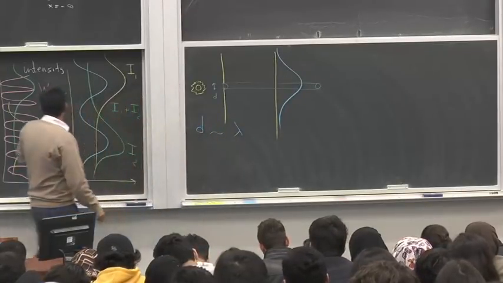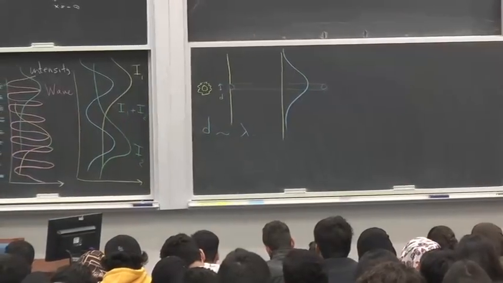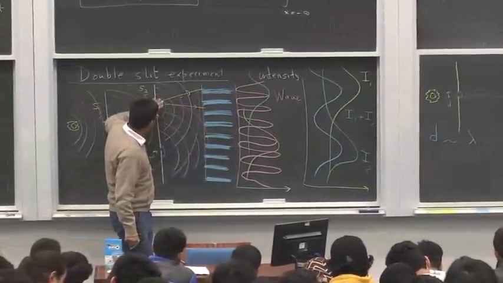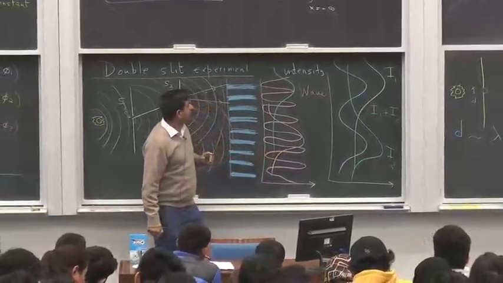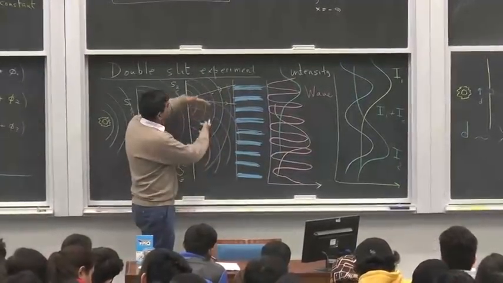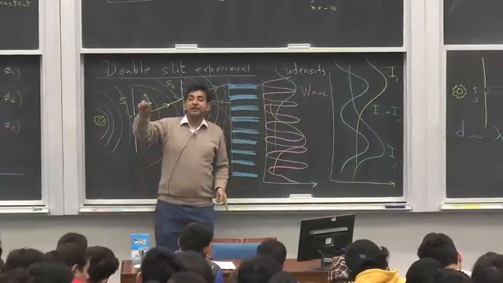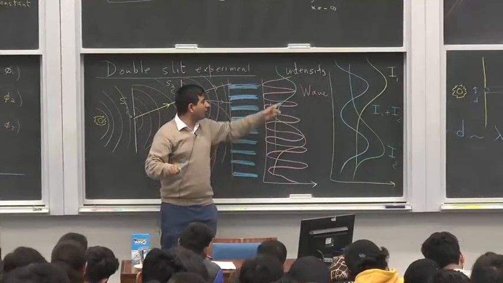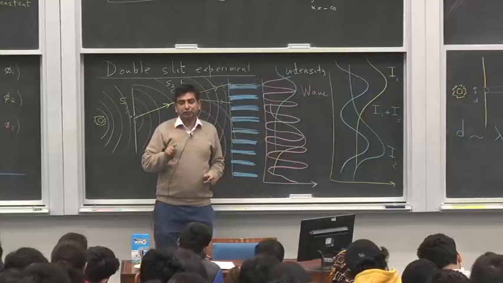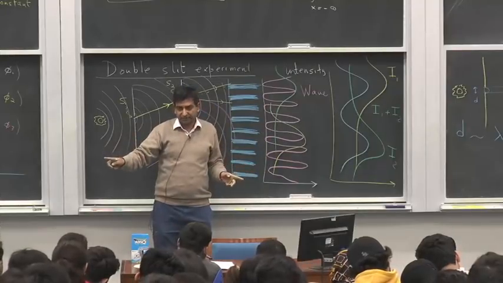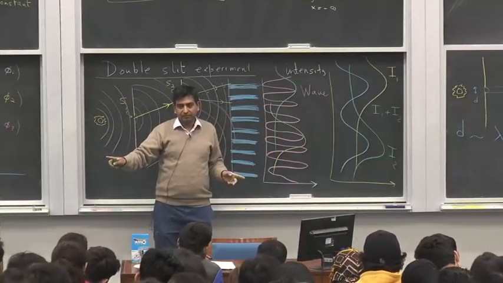Alright? So with waves, if I close one slit, I get this green hump. If I close the other slit, I get this hump. But when I keep both slits open, the waves interfere and I get an interference pattern. And the interference pattern is not the sum of these individual components. It's totally different. Alright?